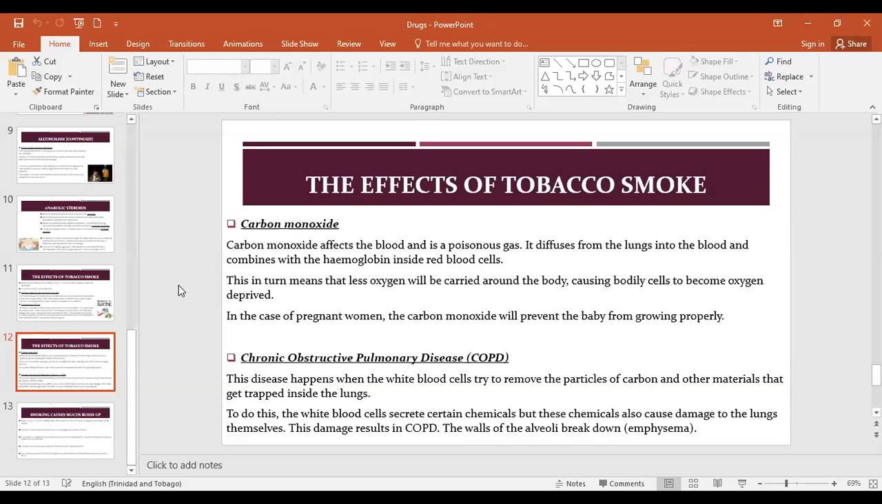And then COPD, chronic obstructive pulmonary disease, happens when your white blood cells try to remove particles of carbon and other materials that get trapped inside the lungs. But you see, in order to do this, your white blood cells have to secrete chemicals, and those chemicals could also damage the lungs, and then it will cause the walls of your alveoli to break down in a phenomenon known as emphysema. All right, so it will cause your own body to work against itself in that regard. Right?